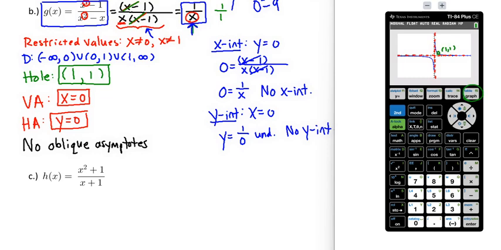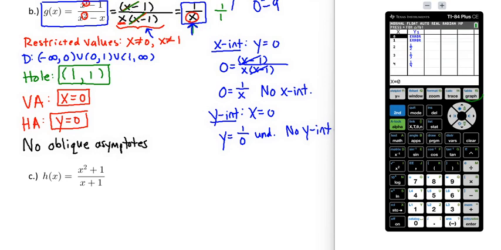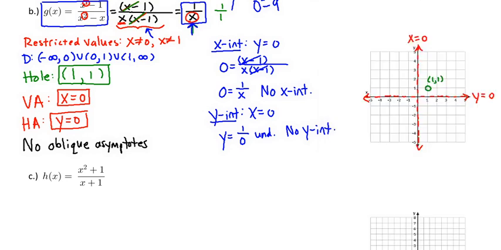So if you'll type second followed by the table button, observe when x is equal to 1, it tells me the y value is an error. So there is a hole there. It's just so small, it's 1 pixel big, that the calculator doesn't show it very well. And we can also see when x is equal to 0, there's an error. That corresponds with our vertical asymptote. So we can go ahead and sketch our graph.